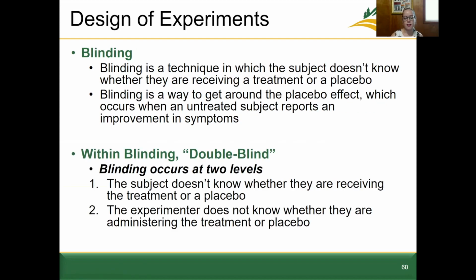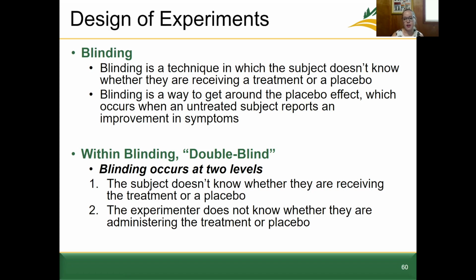Okay, and also within this concept of experimental design, we have the idea of blinding. Blinding is a technique in which the subject doesn't know whether they are receiving a treatment or a placebo. They have no idea. So blinding is a way to get around the placebo effect, and the placebo effect occurs when an untreated subject reports improvement in symptoms. So I'm taking a sugar pill and I have a headache, for example. If I took the sugar pill, I think I'm taking medication. So in my mind, I'm sort of self-healing that headache. This is an example of a placebo effect.